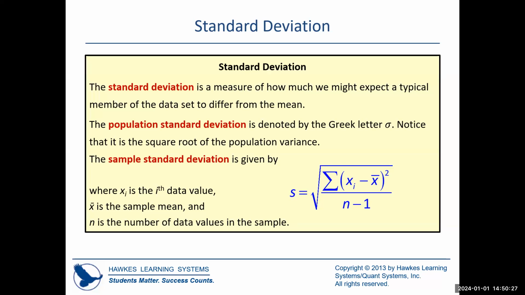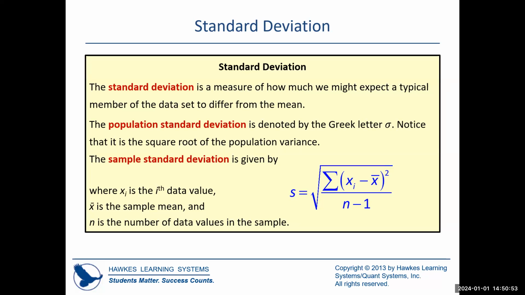So a standard deviation is a measure of how much we might expect a typical member of the data set to differ from the mean. And I will make this even more exact. It's an average distance that data values are from the mean. So this is definitely a spread. It's the average distance a data value is from the mean.